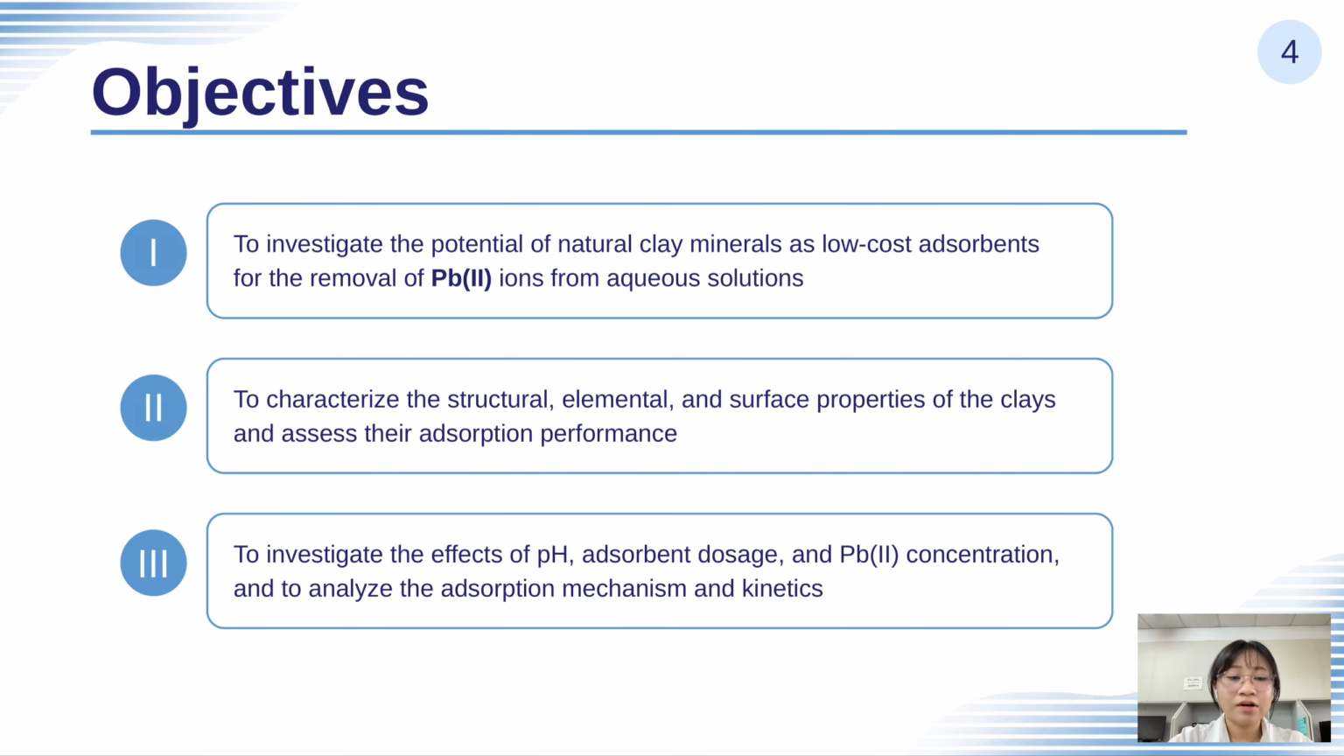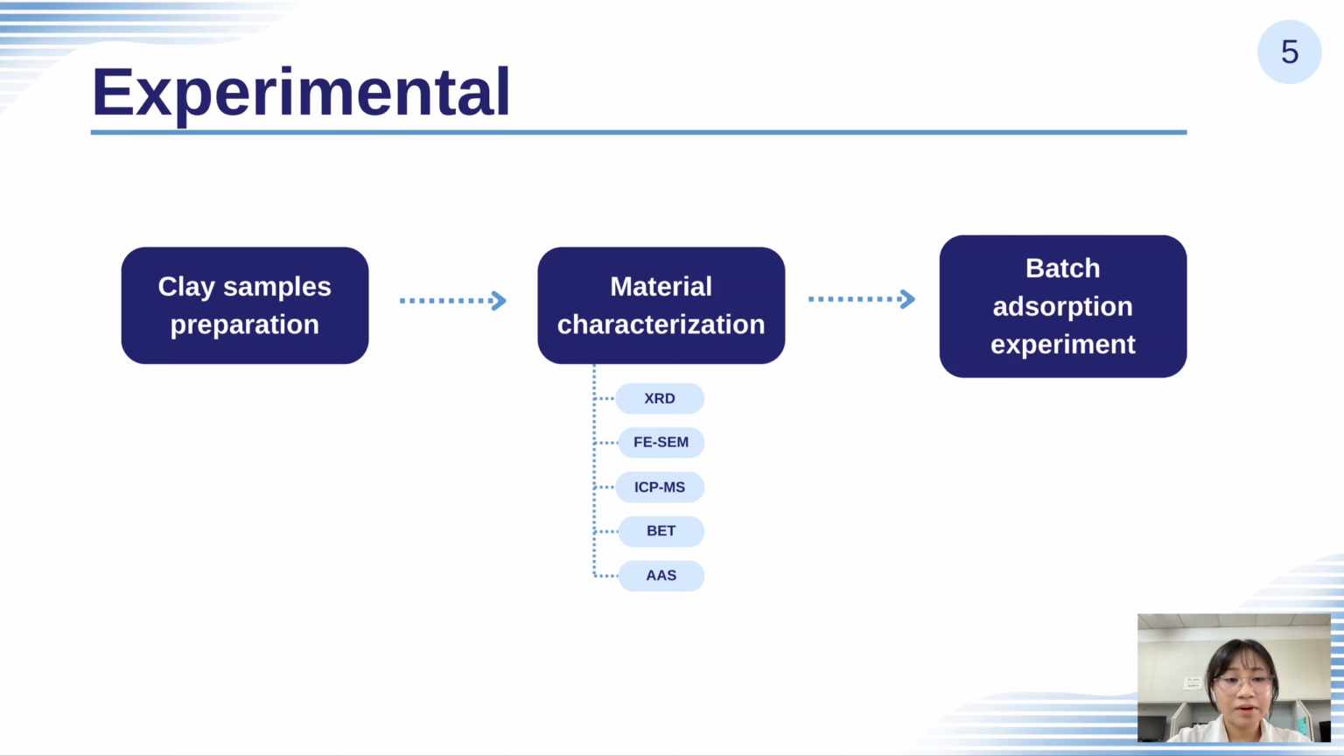The main objectives of these studies include, first, to evaluate natural clays as an adsorbent for Pb2+ removal from aqueous solutions. Second, to characterize clay properties and its adsorption properties. And third, to study the effects of pH, adsorbent dosage, and Pb2+ concentrations, and to analyze the adsorption mechanism and kinetics. The experiments consist of 3 parts: clay samples preparations, material characterizations, and batch adsorption experiment.